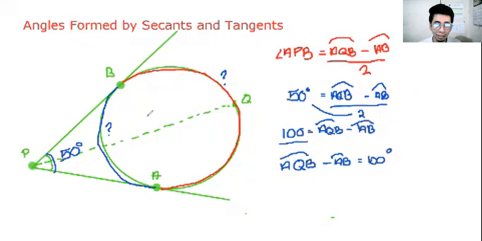Ngayon naman, ang tinatanong kasi, how can we find the arc AB and arc AQB? Eh, ang given lang is 50 degrees, diba? So, medyo mahirap alamin. So, medyo difficult to find that. Ngayon, meron tayong isang equation dito na AQB minus AB is equal to 100. Ngayon, ano kaya ang sagot kapag pinag-plus natin ng AQB plus AB? What will be the answer?